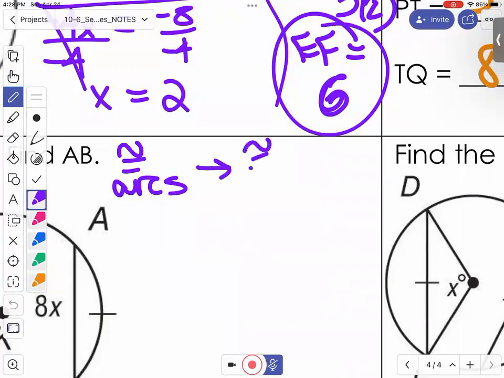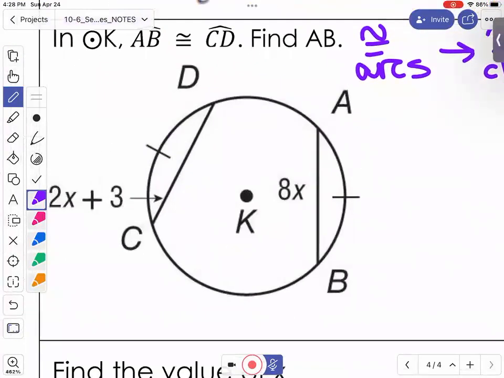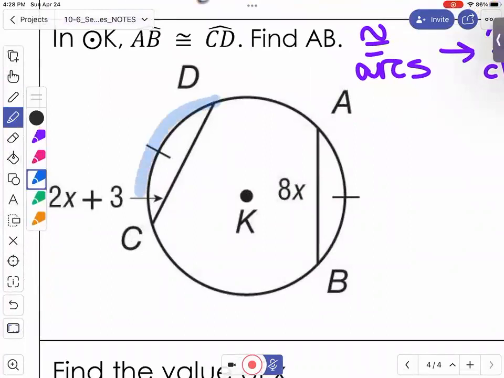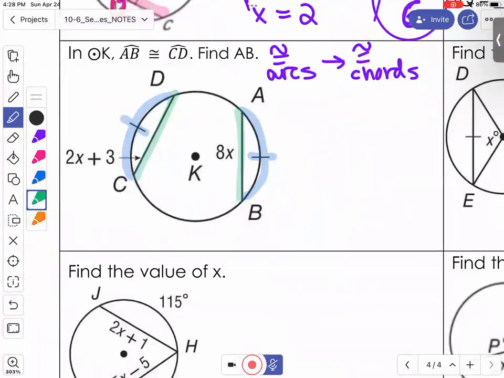Which will give me congruent chords. Just remember, this could go either way. If I have one, I automatically get the other. So if my arcs are congruent, and they are, they have matching marks on them, that's going to mean my chords are the same. So I can solve that out.